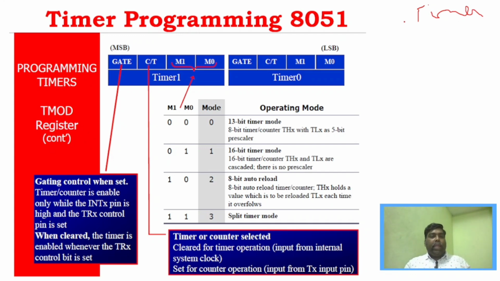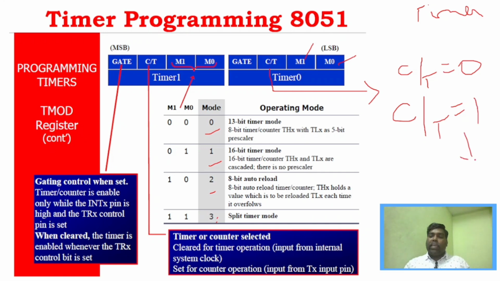I have already explained this TMOD register, but before programming, once again I'll explain. These two bits tell you what is the mode of operation that we have to work. We know that we have four different modes: mode 0, mode 1, mode 2, mode 3, and I have already explained how these modes work in previous video. And this bit, C by T, will tell you whether it is working as a timer or a counter. When C by T is equal to 0, it is working as a timer. When C by T is equal to 1, it will work as a counter.